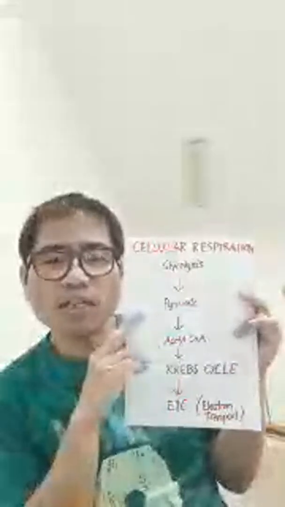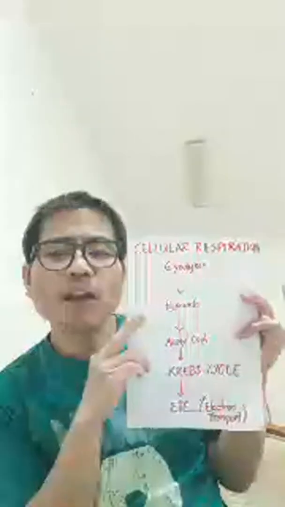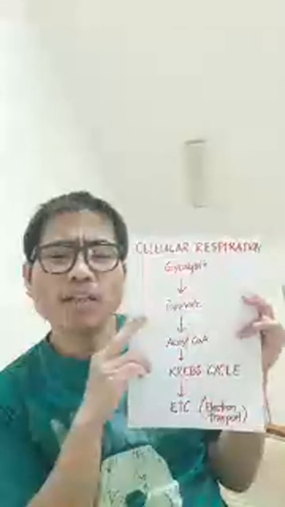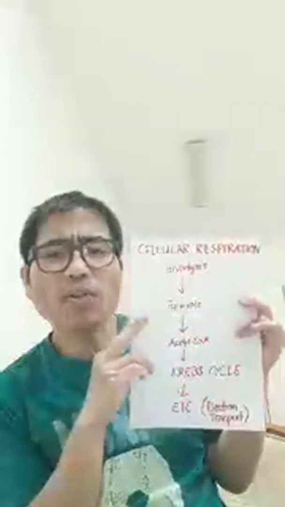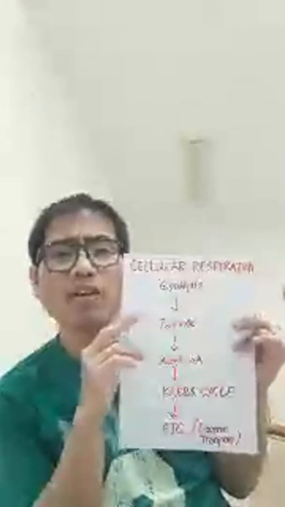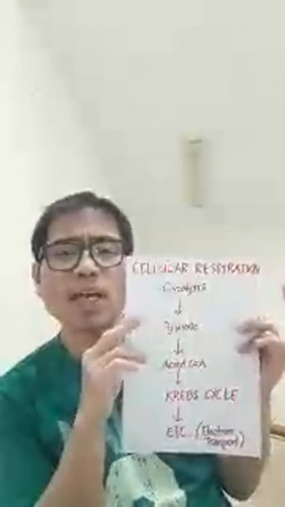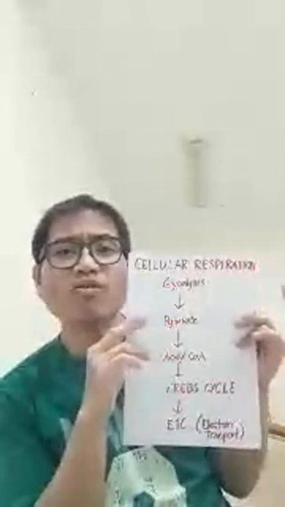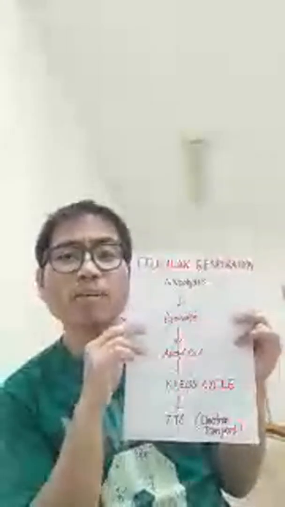So this is our aerobic respiration process. It starts with glycolysis. What do you mean by glycolysis? It's being considered and studied also in the subject of metabolism in biochemistry. Glycolysis is really a breakdown of glucose, which starts from glycogen. You remember that one?